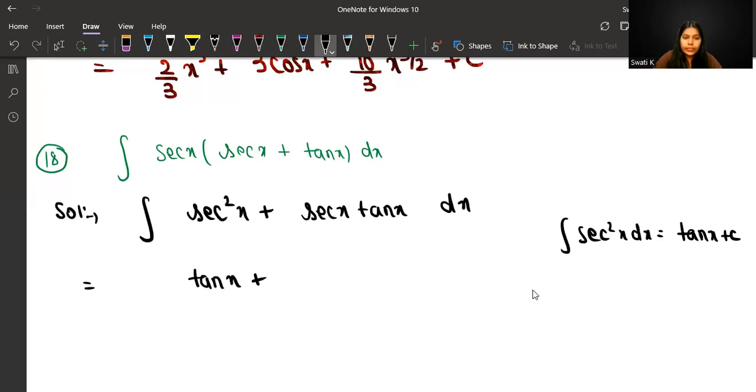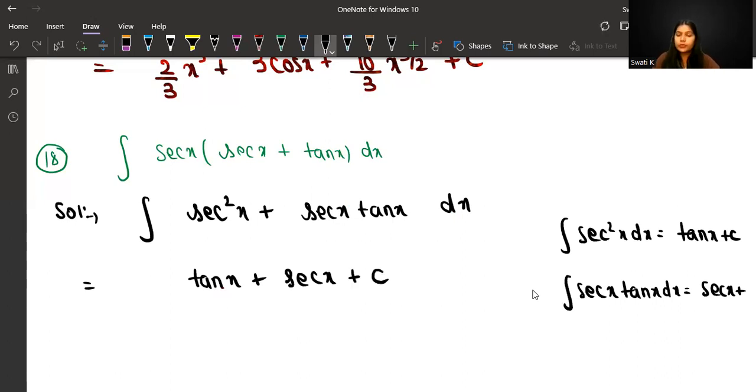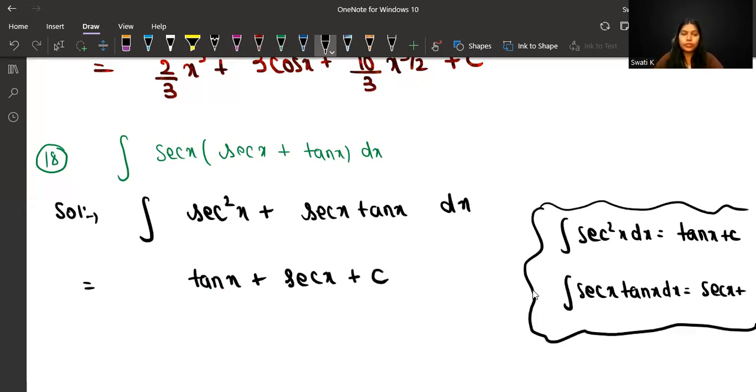Integration of sec x tan x also has a formula. Integration of sec x tan x dx is just sec x plus c. So this will become sec x using the formula directly. Remember, writing the formula is very important. You have to mention the formulas that you are using, so make sure you are writing the formulas, and that's the answer.